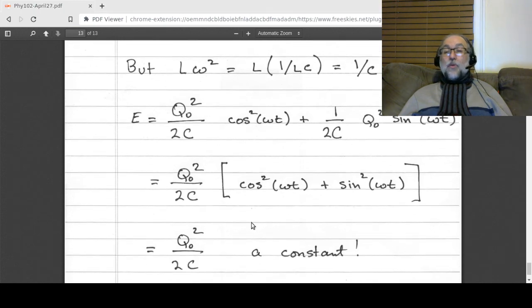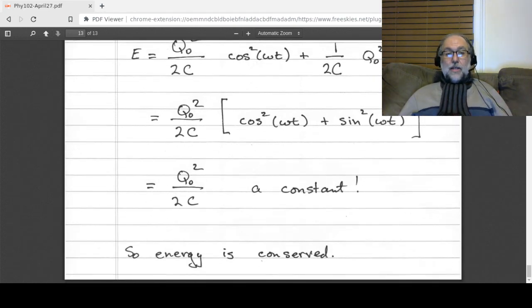And if you remember your trig identities, cosine squared of an angle plus sine squared of an angle, what's that equal to? 1. So even though the cosine varies in time and the sine varies in time, together the cosine squared plus the sine squared don't vary. They're constant, equal to 1. And so the energy is a constant, Q naught squared over 2C. So the energy is conserved.